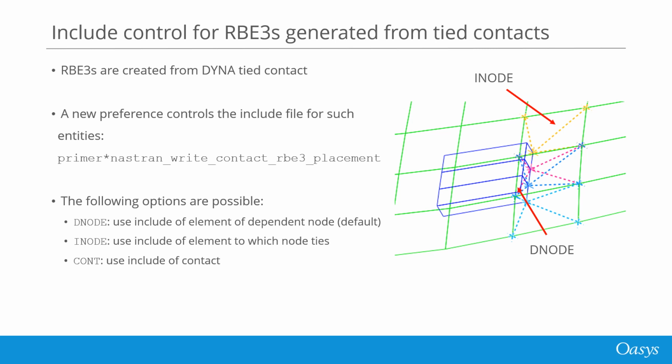For Nastran, RBE3s are created from DYNA tight contact. We now have a new preference that controls the include file for such entities. It's called primer star Nastran write contact RBE3 placement. It can take three options. D node, which will use the include of the element of the dependent node, or I node, which will use the include of the element to which the node ties, or CONT, which will use the include of the contact.